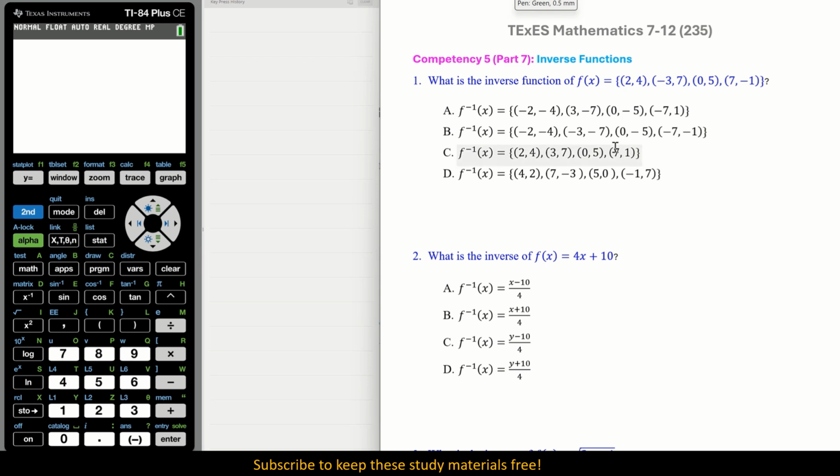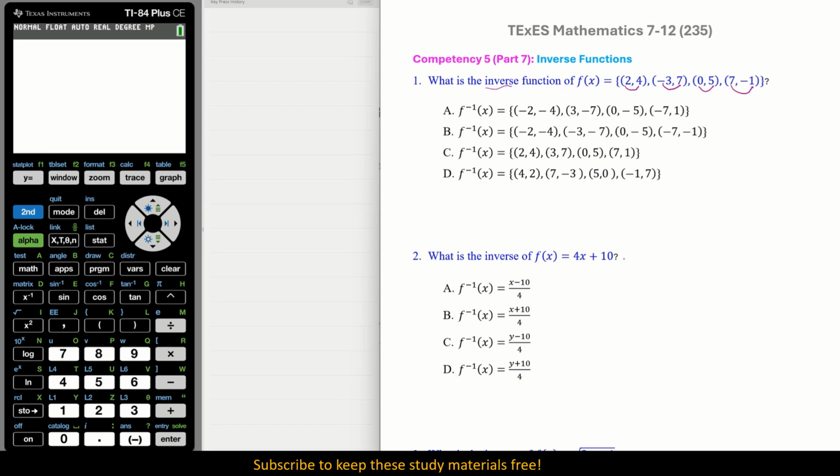And if you notice, f of x has 1, 2, 3, 4 ordered pairs. So to find the inverse, we want to invert each of these xy values. So for the inverse, we need 4, 2, 7, negative 3, and so on.